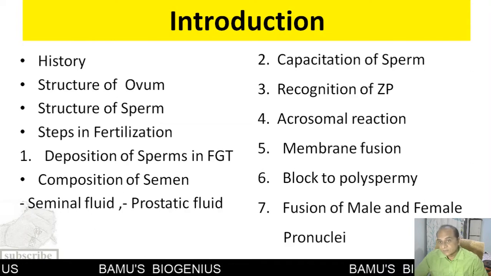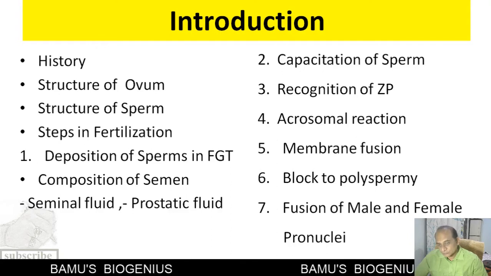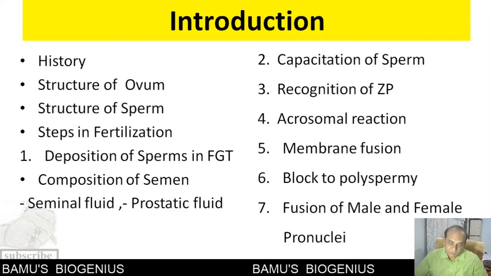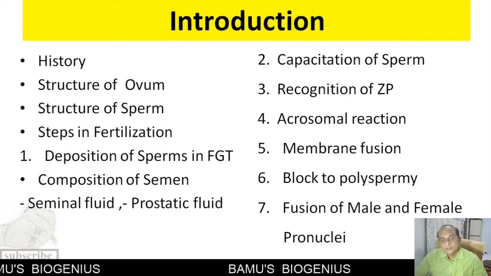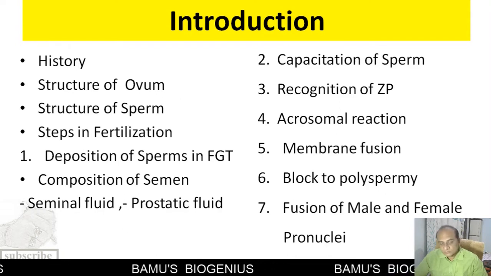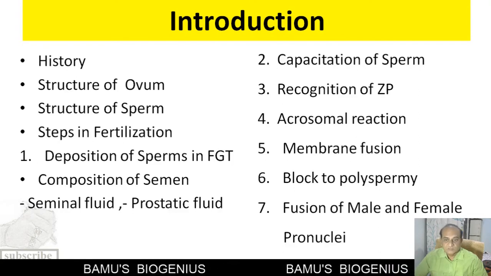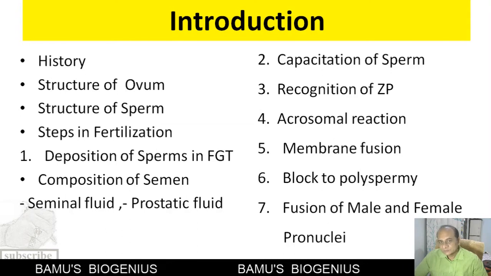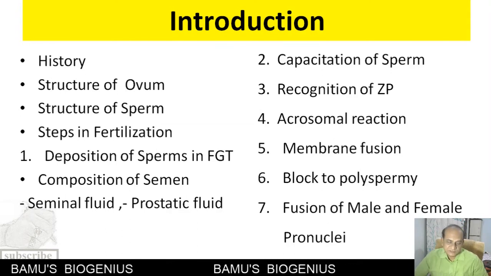Then the third point will be recognition of zona pellucida. Then acrosomal reaction. The next point will be how the membranes fuse with each other. Then how block to polyspermy occurs. There are two blocks, first a fast block and second a slow block to polyspermy. Then the last topic of fertilization is fusion of male and female pronuclei. So let us start with the lecture.